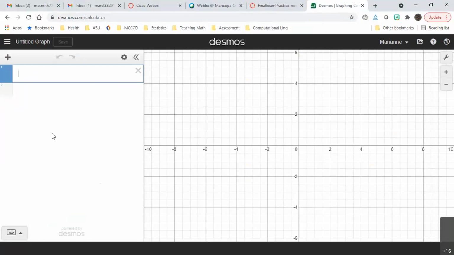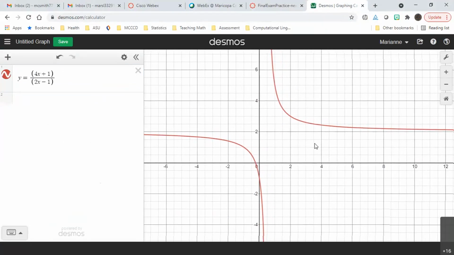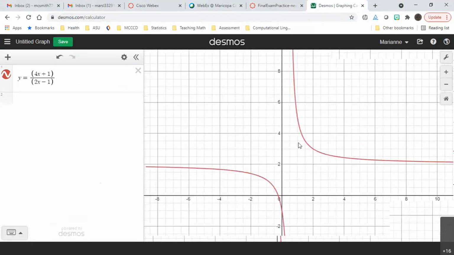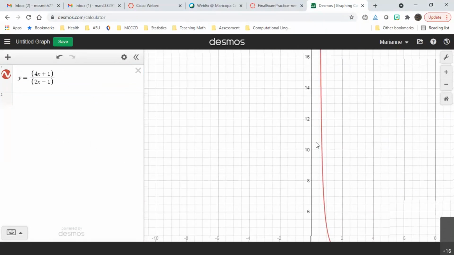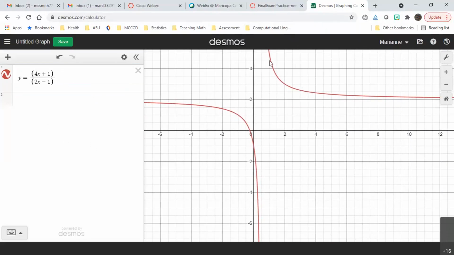I'll put this up here as y equals (4x plus 1) divided by (2x minus 1). I put it in parentheses to make sure I have it correct. And again, you can see I have a vertical asymptote at 1/2. The function shoots off to positive infinity on this side and negative infinity on this side. Right here would be 1/2.